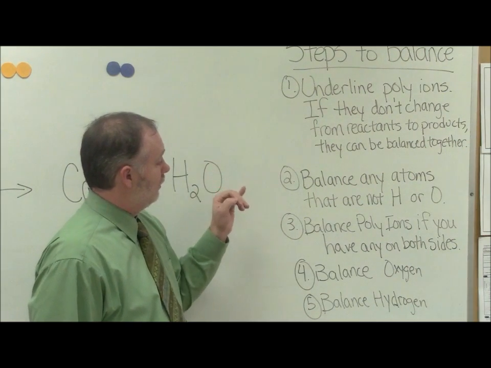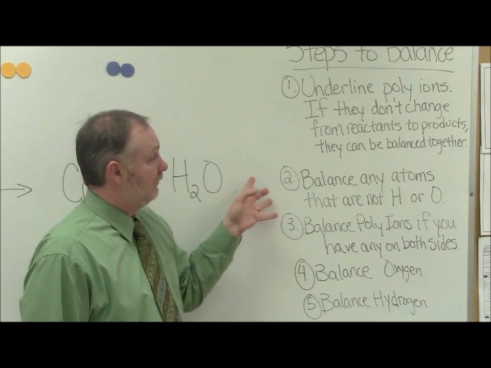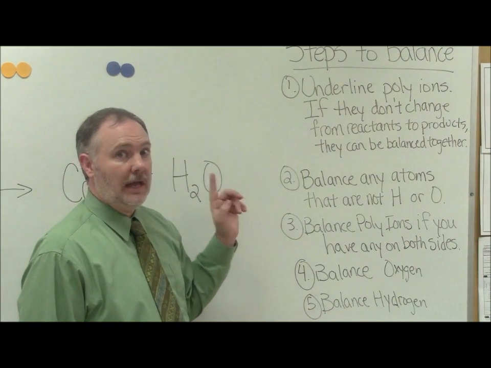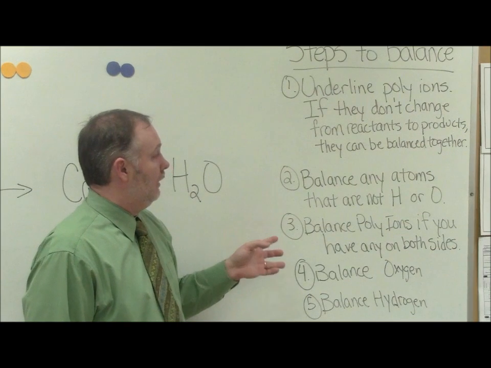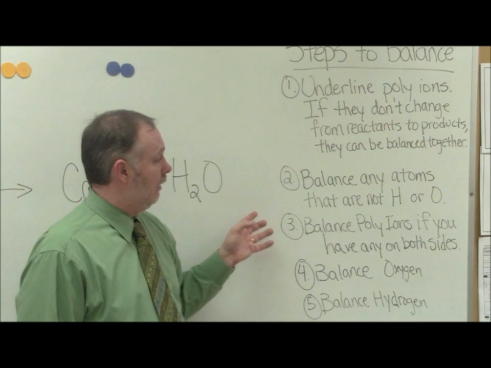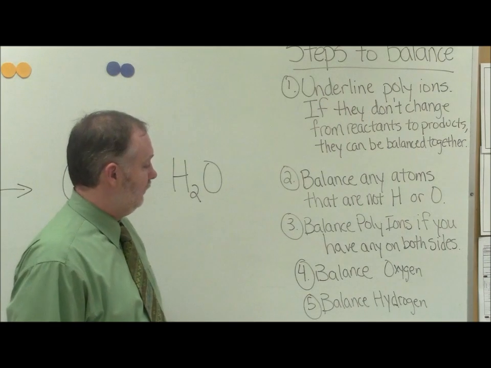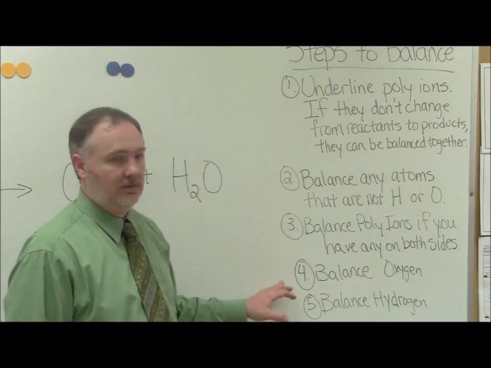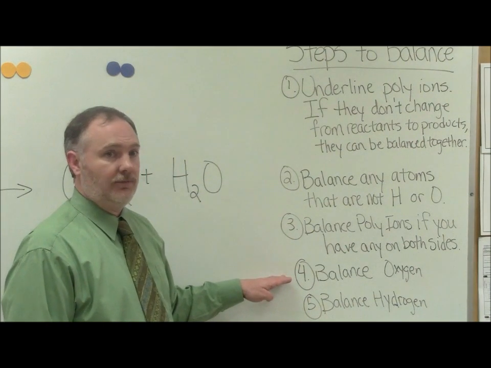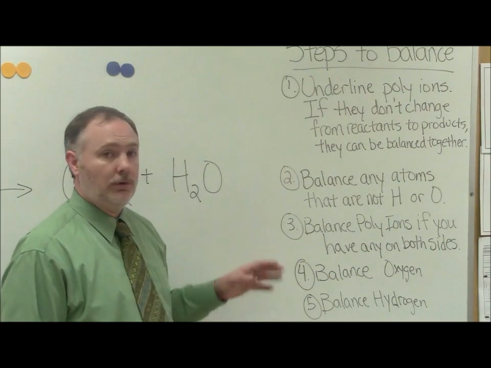What you do after you underline that, you can balance any atom, not hydrogen and oxygen. It doesn't matter in what order. The key thing is you want to do the hydrogen and oxygen at the end. Third step, if you have polyions, balance it after any atoms that are not hydrogen and oxygen. You would do those next. And then the last 2, sometimes you have to switch these 2 steps around. Usually what you want to do is balance oxygen first and hydrogens last, okay? And that should be the order you go.